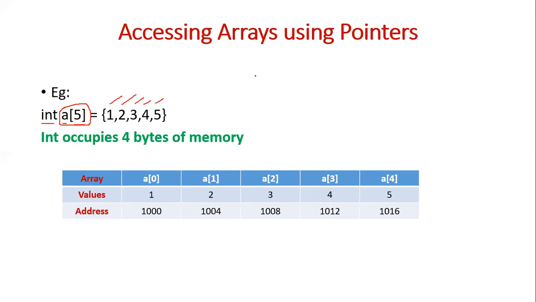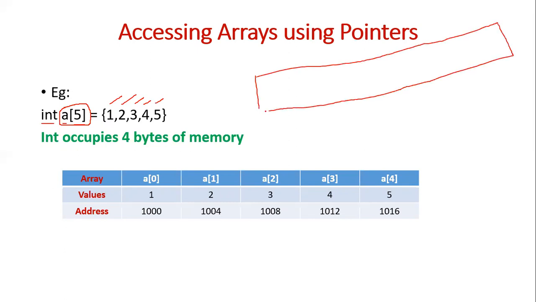What does it mean? It means that some locations will be allocated for this array in memory. The entire location will be named A. The first location we call A of 0. The array index starts with 0 in C. So the second location will be called A of 1, the third location will be called A of 2, and the fourth location will be called A of 3.